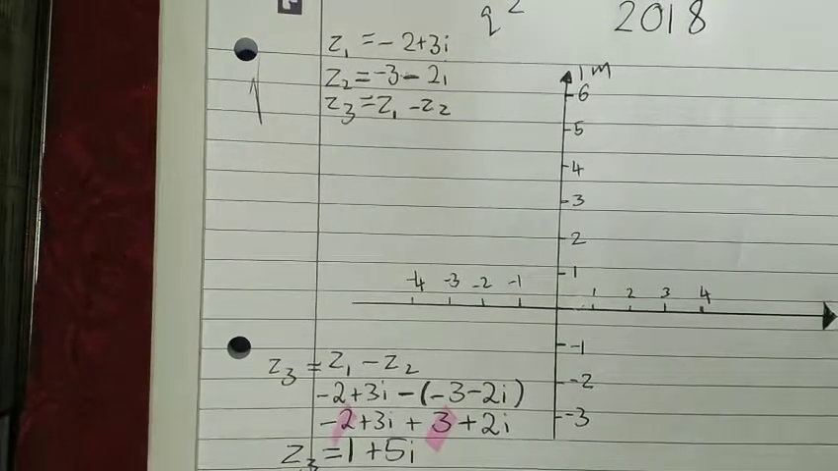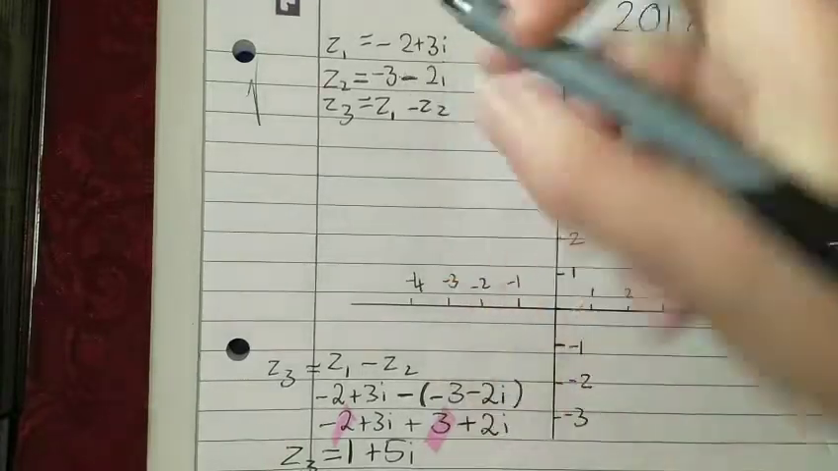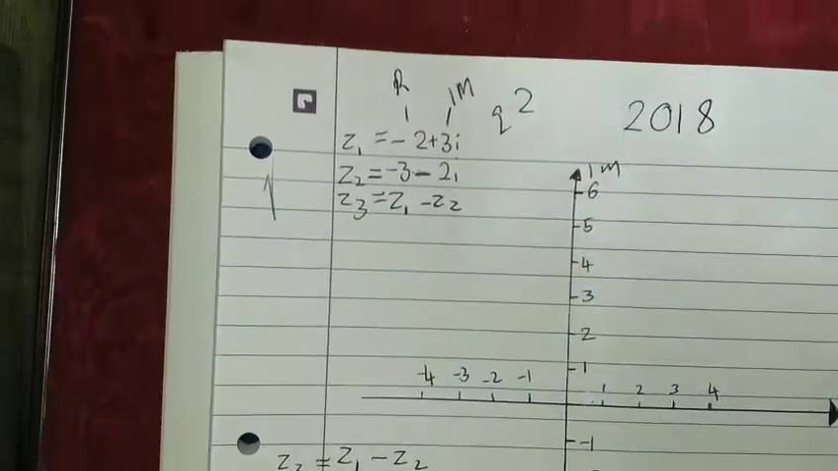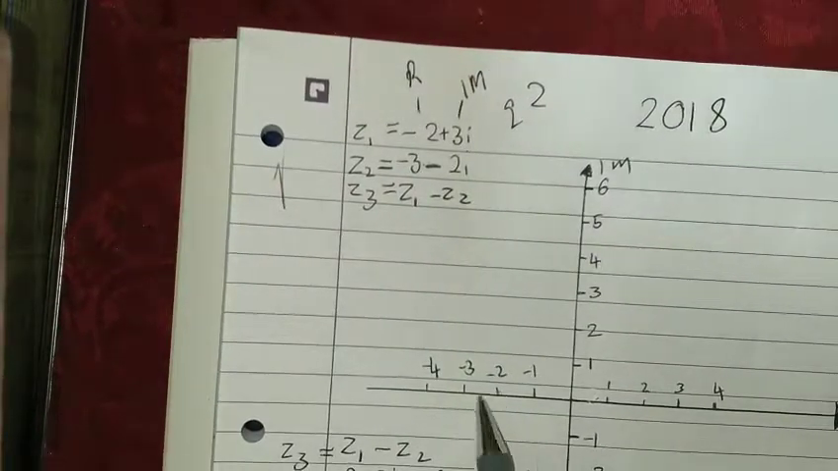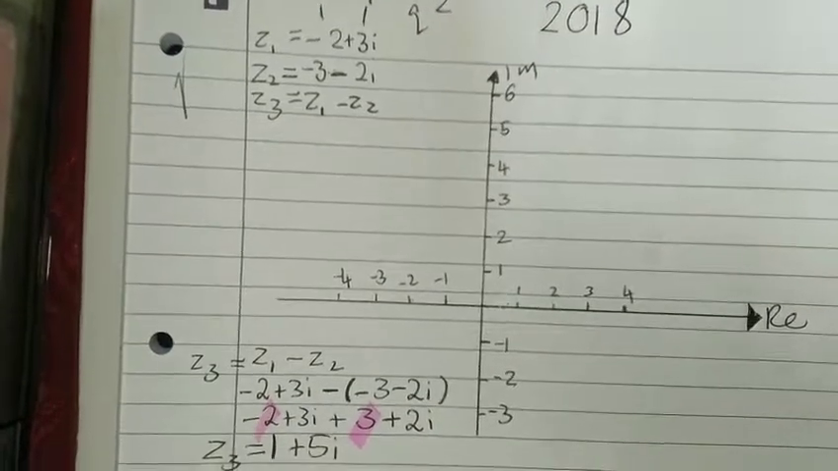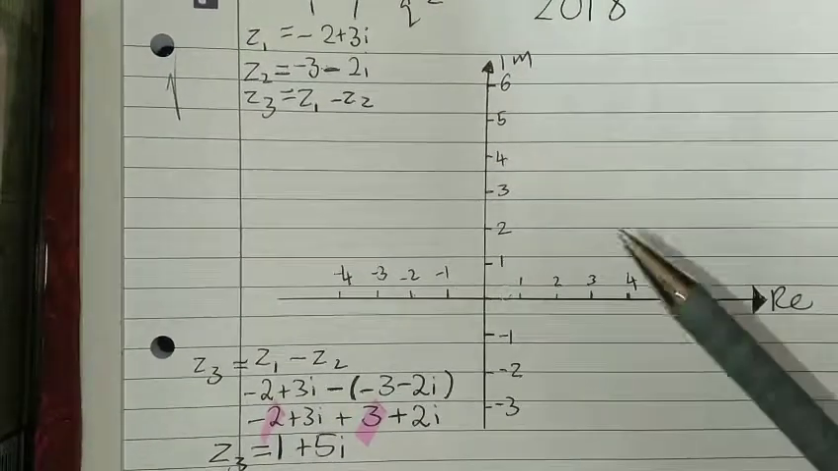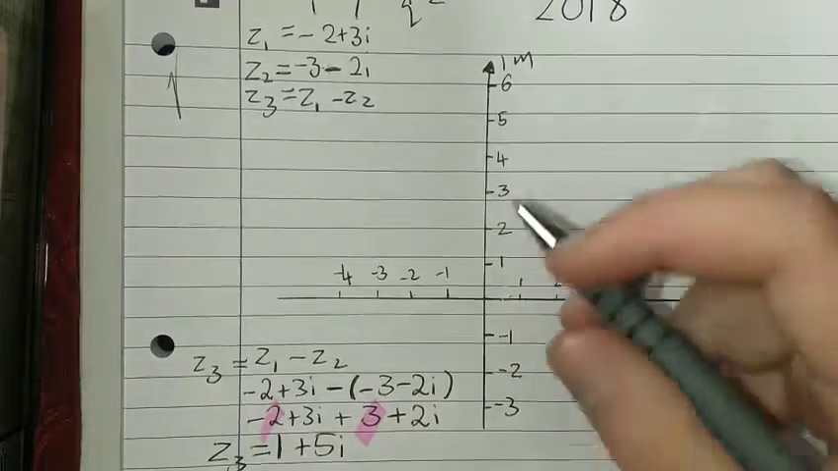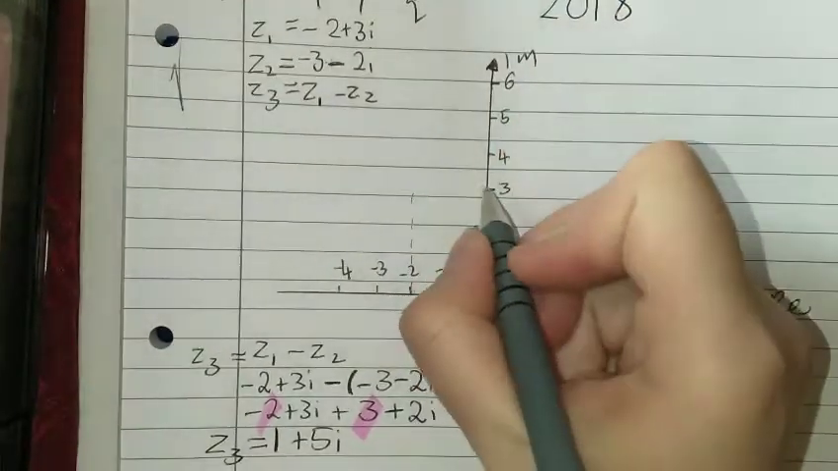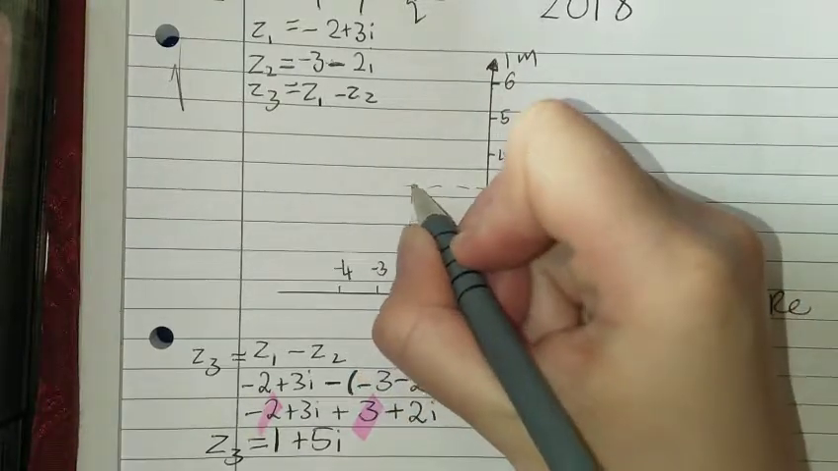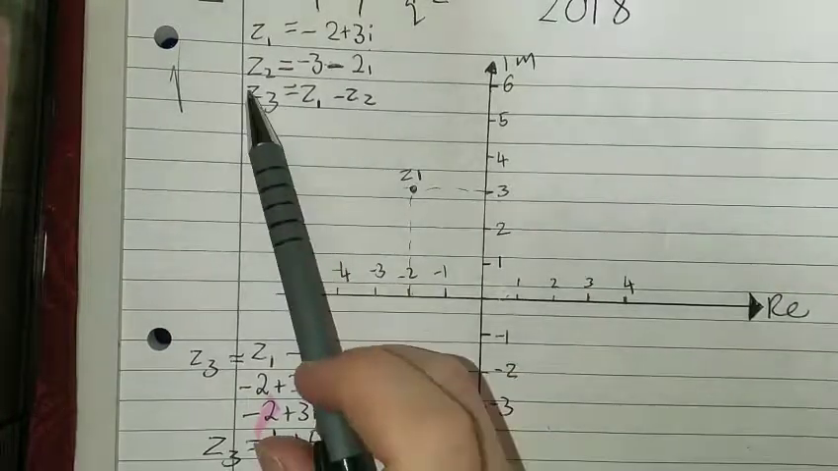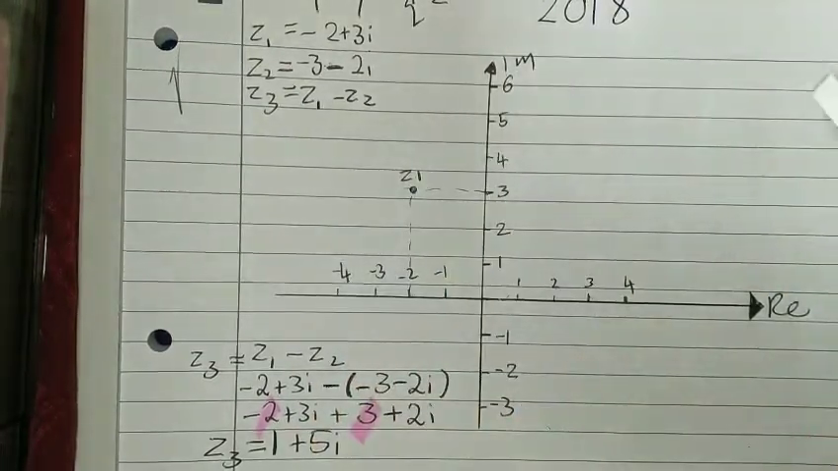So Z1 is minus 2 plus 3i, so this is the real part and this is the imaginary part. For the real part, we're going minus 2 on our real axis, so the real axis is the horizontal axis, and then we're going 3i on the imaginary axis. So minus 2 on the real axis and then 3i on the imaginary axis. So this is Z1.